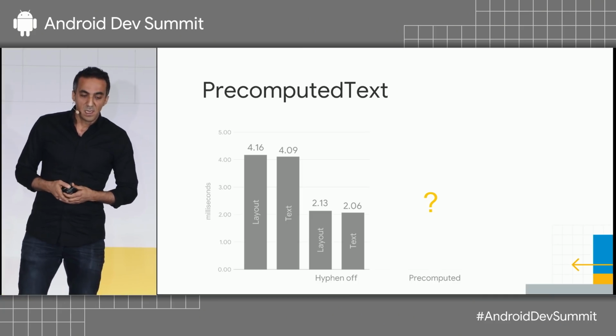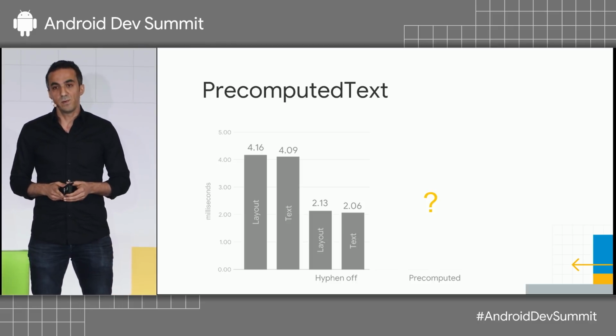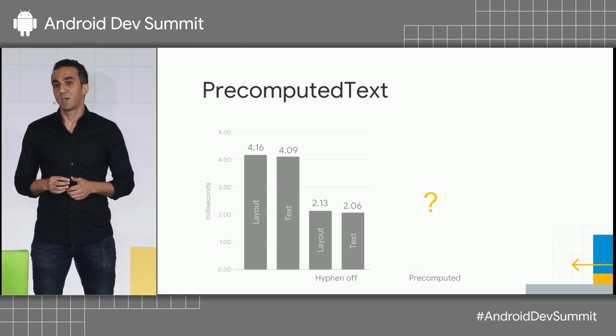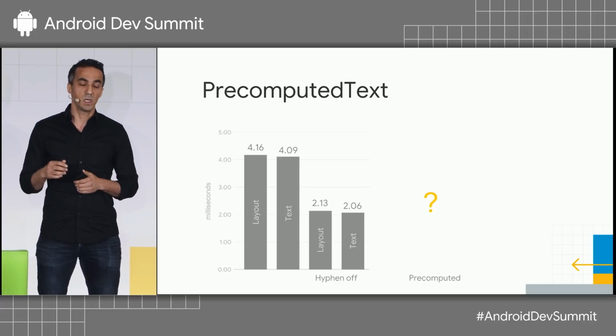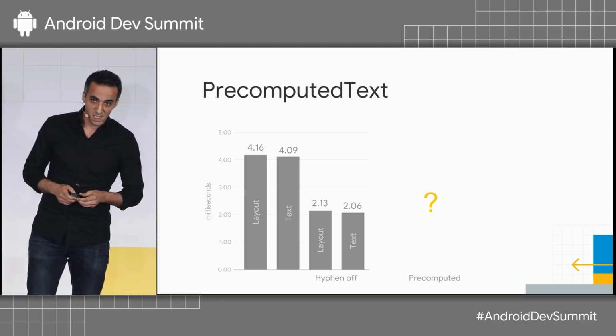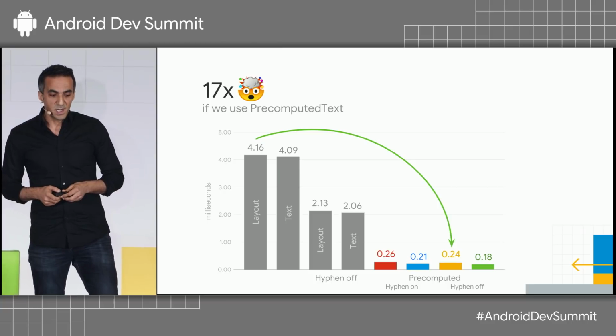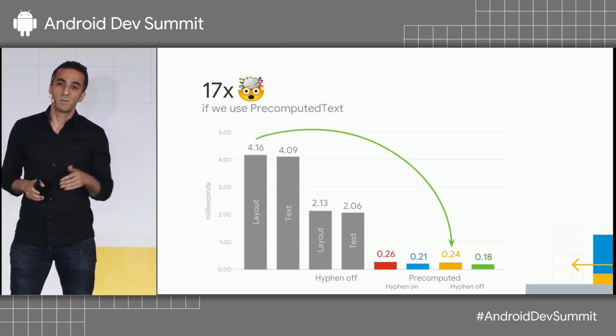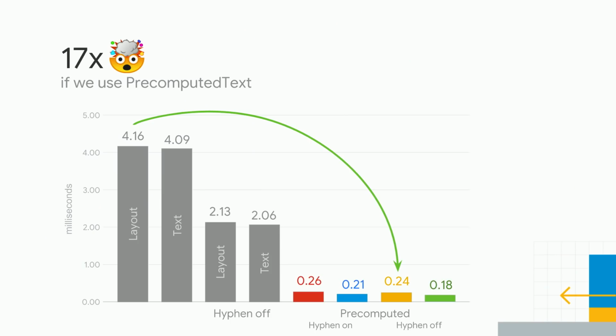Finally, I wanted to check how the numbers would improve if I were to use a new API that we added on Android P and also AndroidX, PrecomputedText. These numbers were crazier. 4 milliseconds became 0.2 milliseconds. It's almost a 20x improvement.